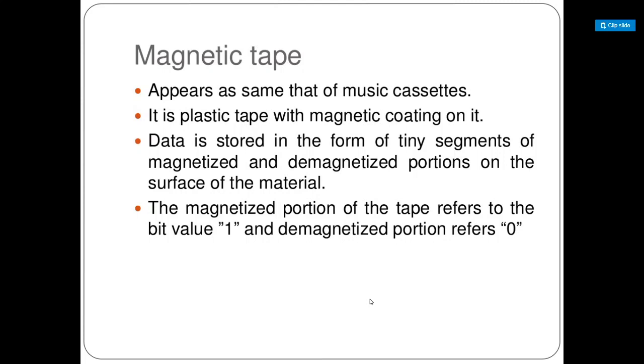If you have seen a music tape, it looks similar to this magnetic tape. It is a plastic tape with a magnetic coating on it. Data is stored in the form of tiny segments of magnetized and demagnetized portions on the surface of the material. The magnetized portion of the tape refers to bit value 1 and the demagnetized portion refers to 0.